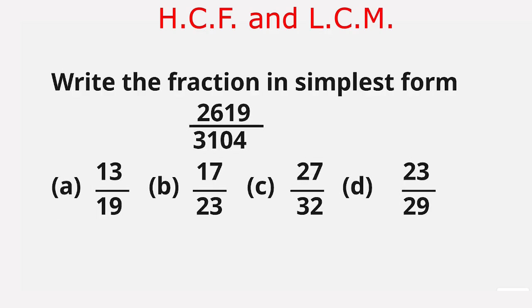Our question is, write the fraction in simplest form 2619 upon 3104. The given options are option A 13 upon 19, option B 17 upon 23, option C 27 upon 32, option D 23 upon 29.